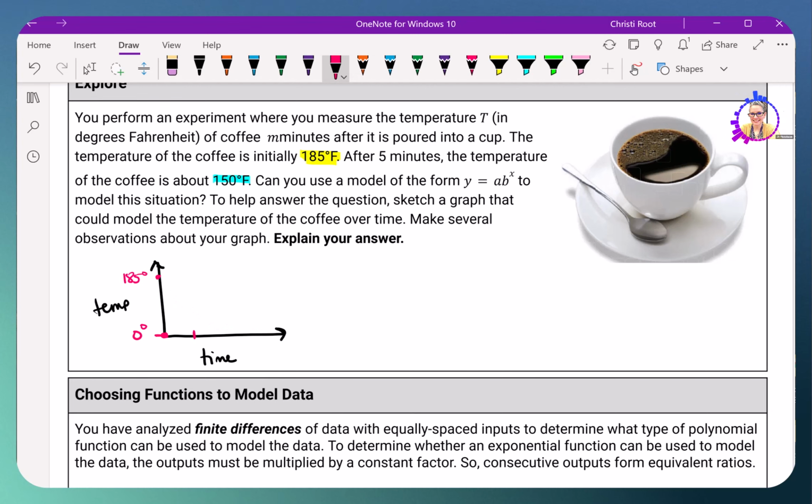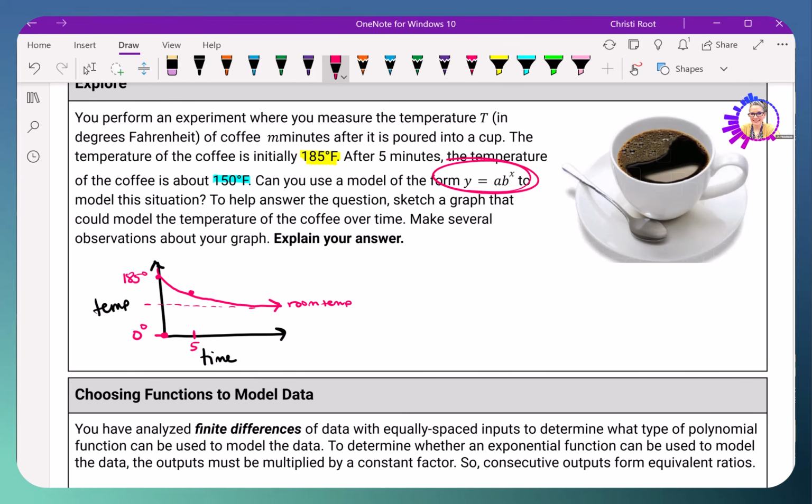We did say after about 5 minutes, it hits about 150 degrees. So we can have something like this, but eventually it's going to level off, and that's going to be room temperature. So basically anything that you have sitting down and cooling off gradually is not going to be a straight line, it'll be a curve, but that asymptote is going to be the room temperature, whatever the room temperature is. So this is what it's going to look like.